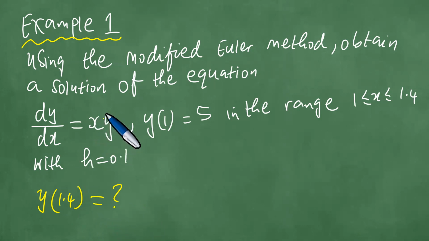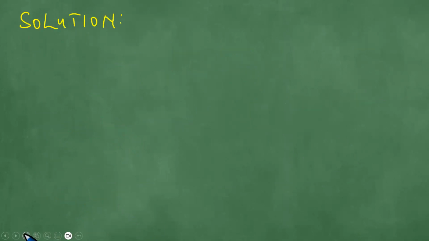This one is an easy equation. You can even find the exact solution, because this is a separable differential equation from first year, but it's not of interest at the moment. So what is y at 1.4 using the modified Euler? We continue to find the estimate.